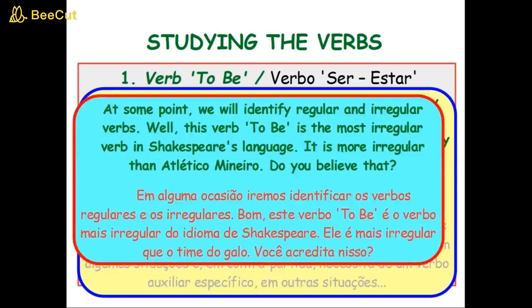At some point, we will identify regular and irregular verbs. Well, this verb to be is the most irregular verb in Shakespeare's language. It is more irregular than Atlético Mineiro. Do you believe that?